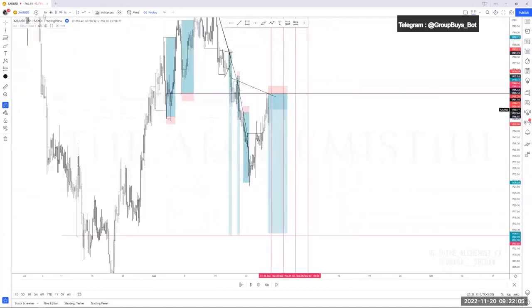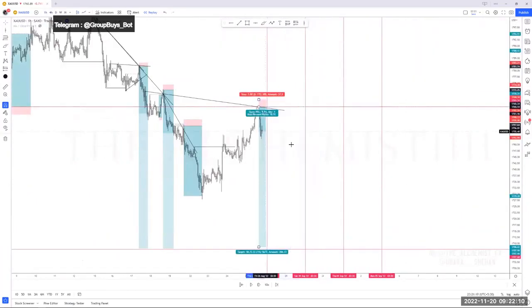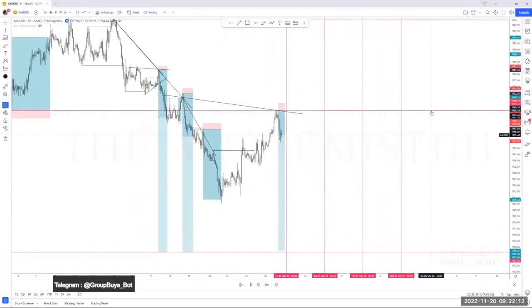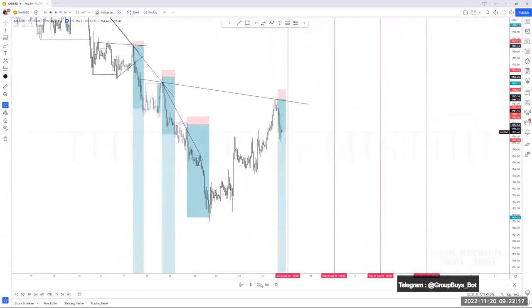Okay, now what are we going to do? Wait for the new day to start, right? We're going to wait for the new day to start, and then trade at the times I told you. The times that I trade: London kill zone and London open, New York kill zone and New York open. Okay, so let's see.